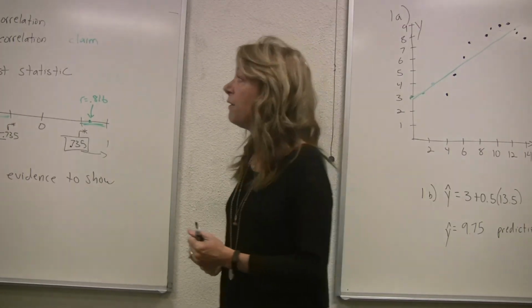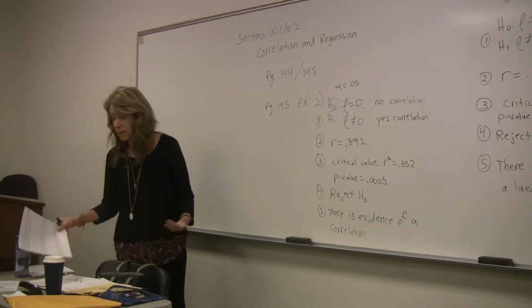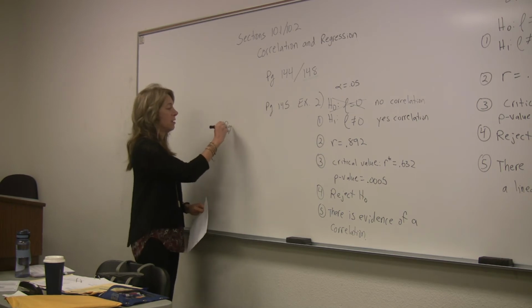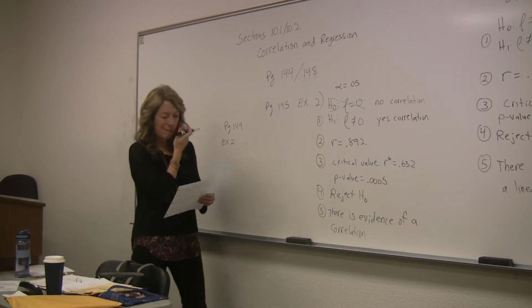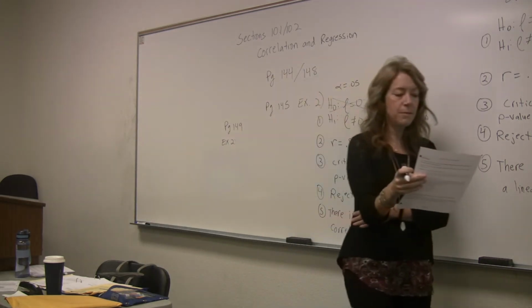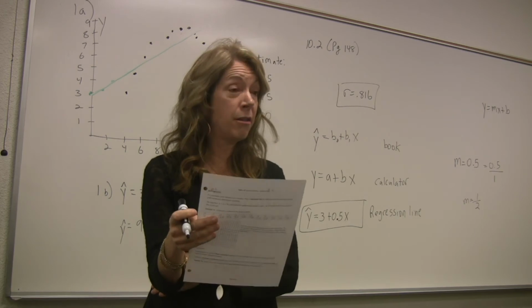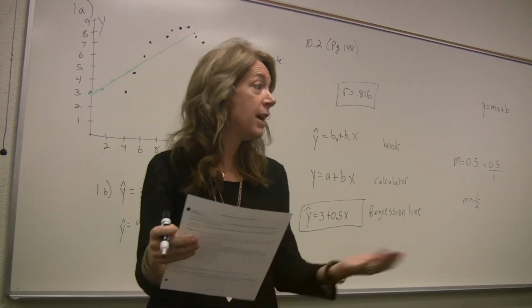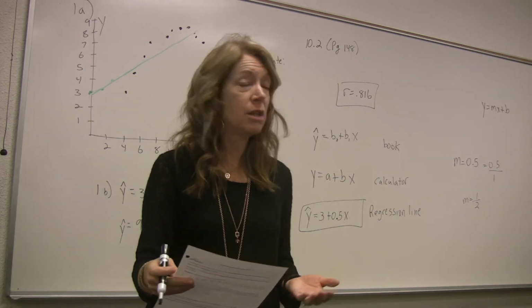Okay, so now flip back over to 149. Told you we were going to flip back over, but look at example 2 on page 149. Exact same data, exact same scenario, but what is it asking for? Find the regression line is the first thing it asks for, and then make the best prediction.